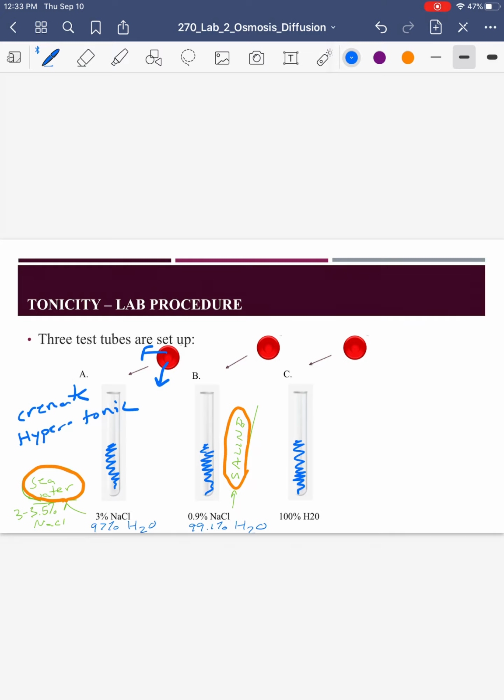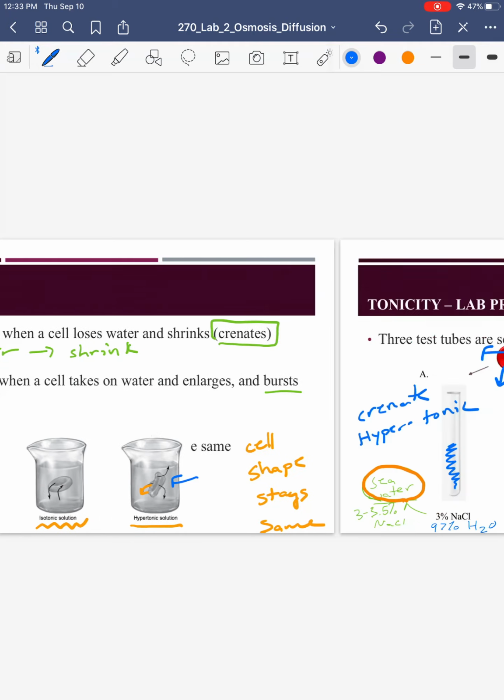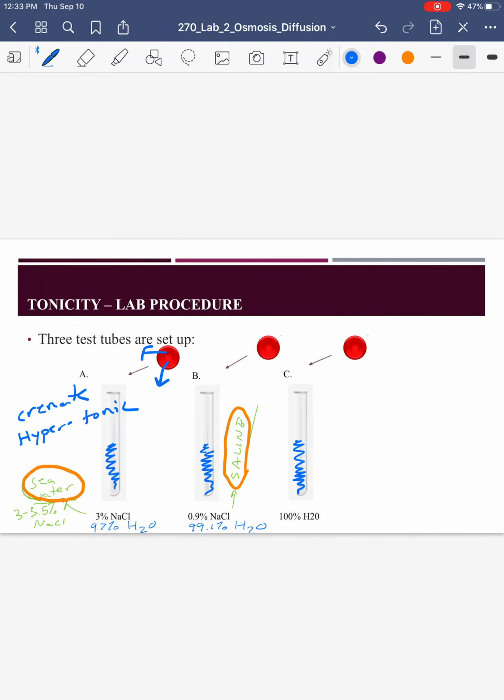Now, folks, if our red blood cells lose a lot of water and get smaller, do you think that those red blood cells can continue to function normally? No. When these red blood cells shrink, they can't do their job anymore. So this is a dangerous situation. Dangerous. If your red blood cells start to shrink, they can't do their job, they can't carry oxygen, your tissues are not going to get oxygen, you could die.